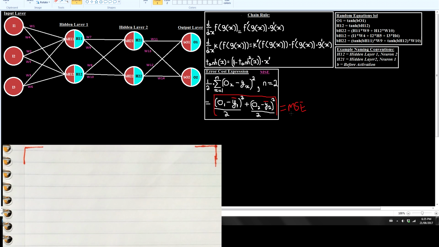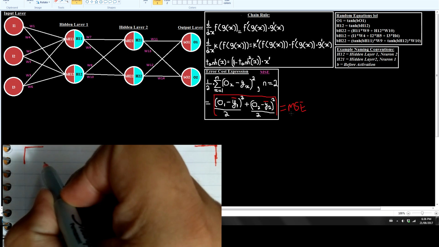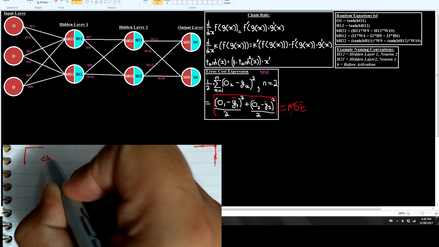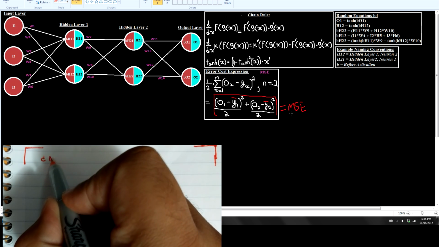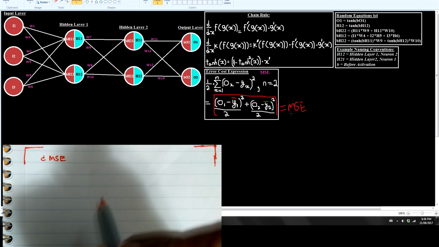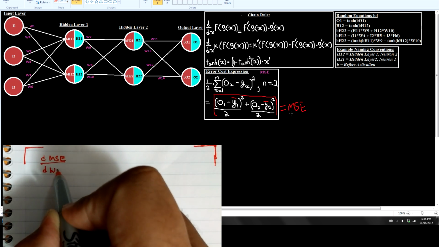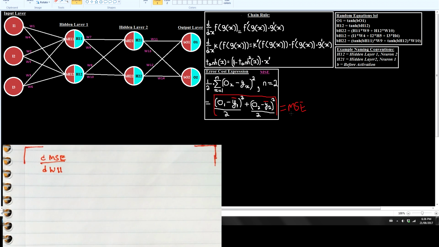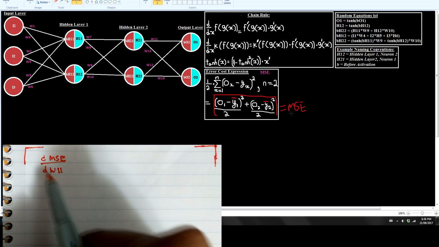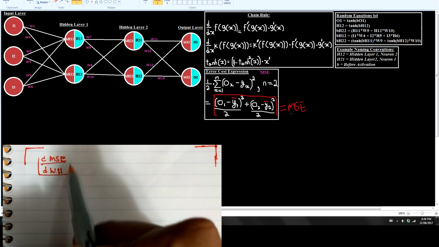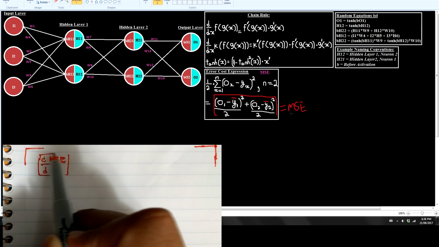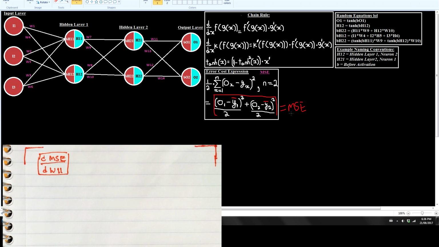That's what I'm going to call it. I'm going to call it MSE because it's the mean squared error for the whole output. So the derivative of the mean squared error, which is the total error, with respect to weight 11. Okay, and at the end of the day, suppose we could calculate this little thing here. Suppose we could calculate this, which we can. What would we get at the end of the day?